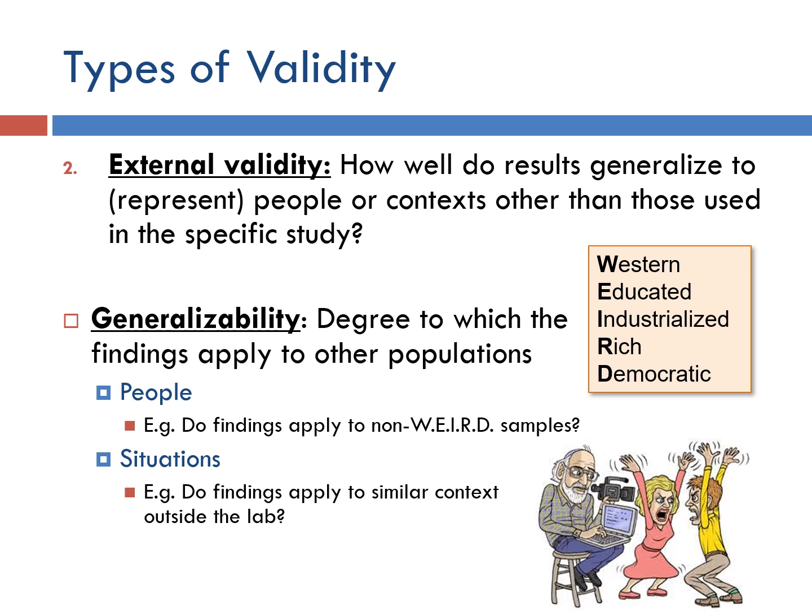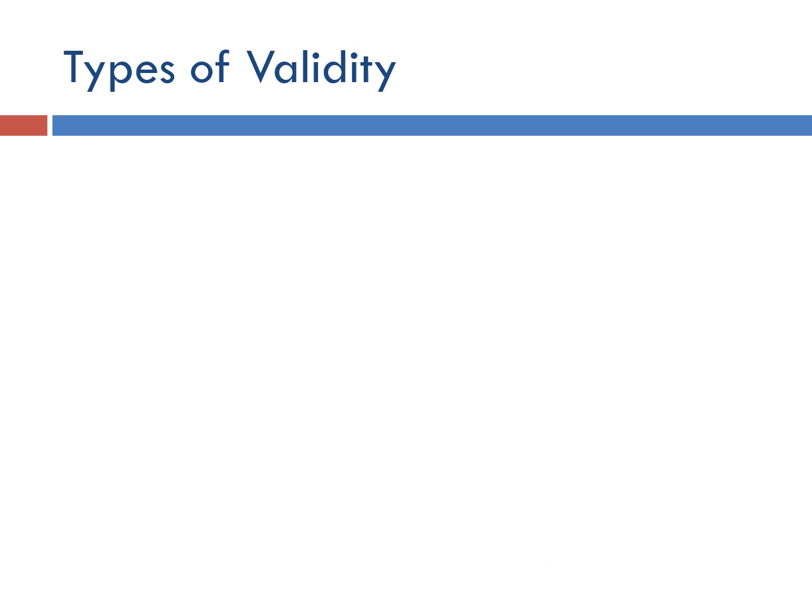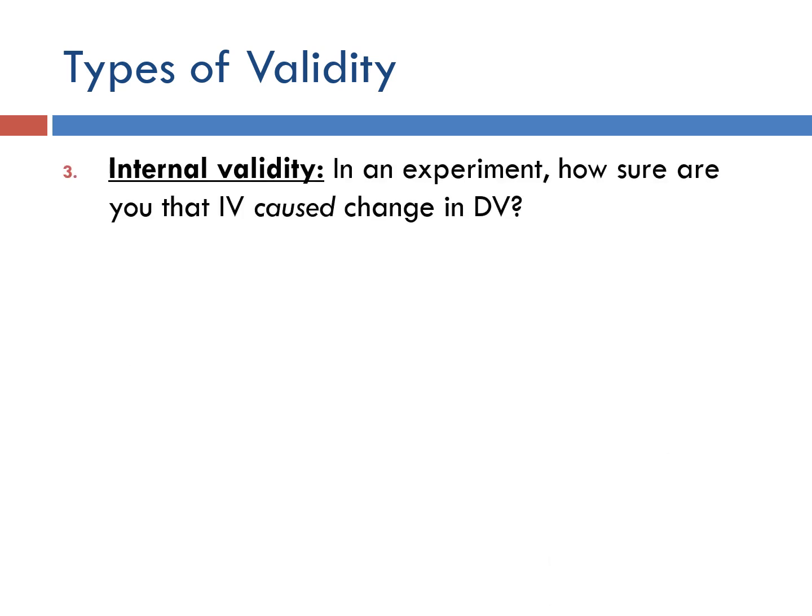Again, we'll talk about how to do those when we get into research, the really experimental research methods. So that's kind of the wrap on external validity. We had construct, then external. Now we have our third type, which is our internal validity.